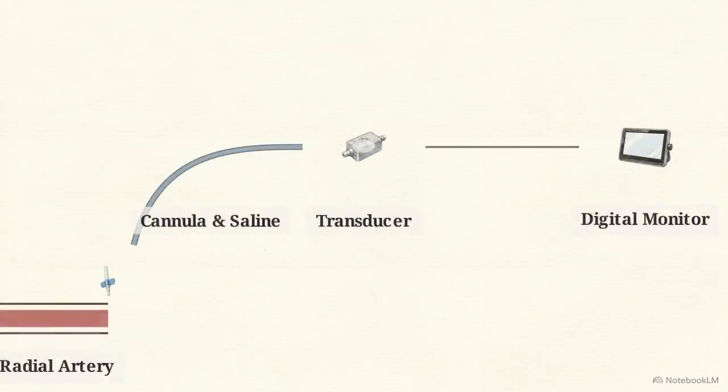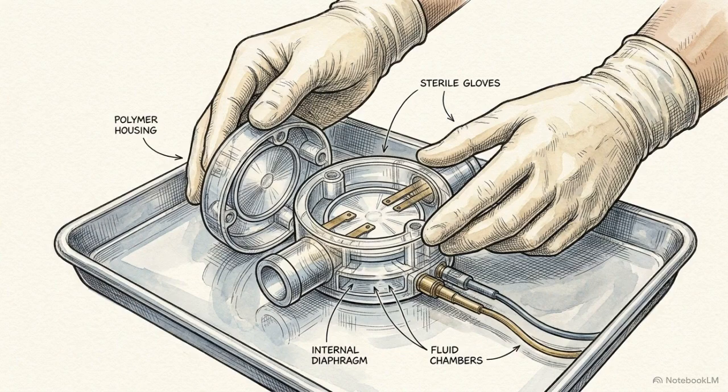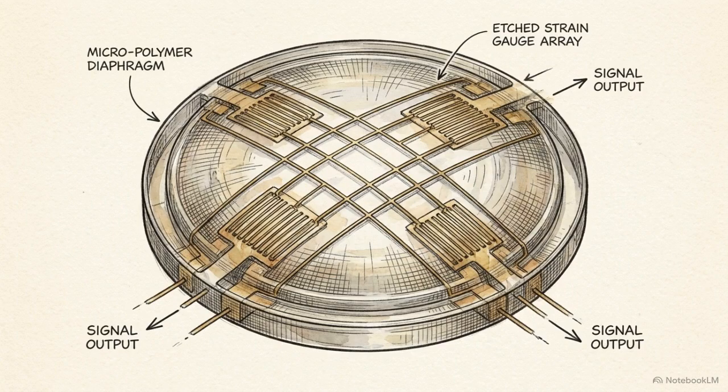The kinetic energy of the pulse travels out of the radial artery, up the cannula, through a column of saline, into a plastic transducer, and finally out to the digital monitor. To trust the digital display, we have to reverse engineer the physical forces that create and corrupt it. We start at the electrical engine at its core.